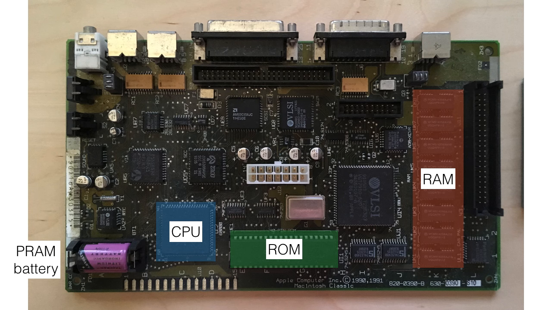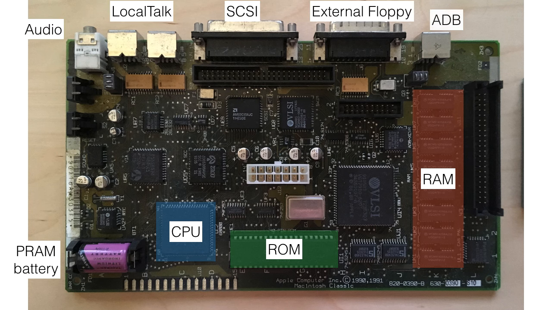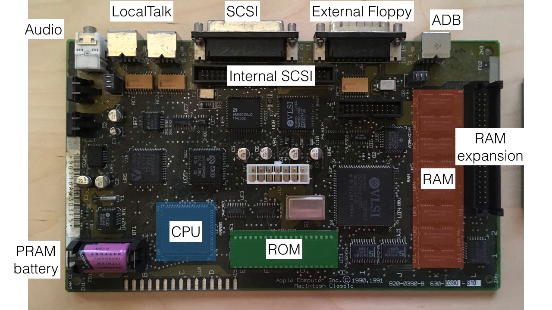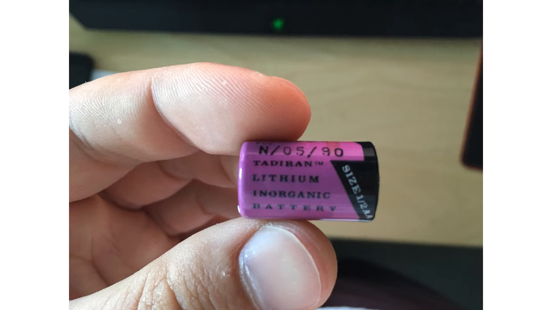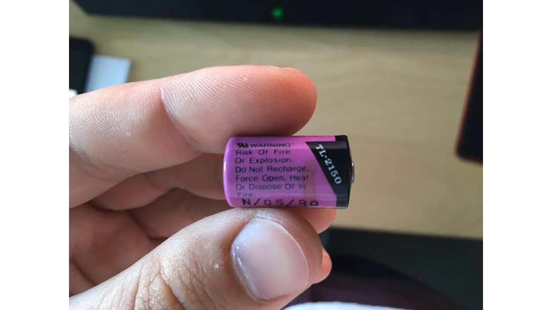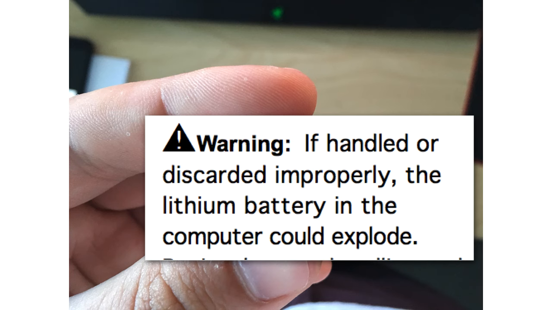And then there's a bunch of other stuff. There's a RAM battery, audio, all the ports. There's where the expansion slot sits. There's the internal drive connectors. And there's the interrupt and reset buttons, which you can push from the side. There's the RAM battery. It tells you, don't do anything funny with this or I'll explode. The service manual also says this.